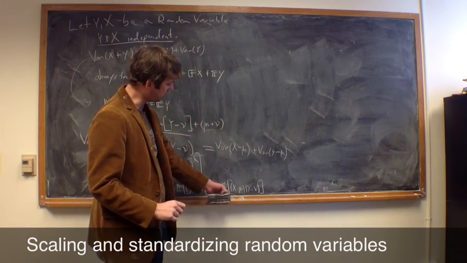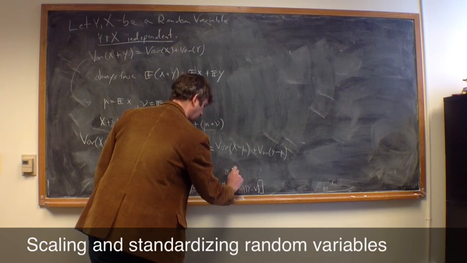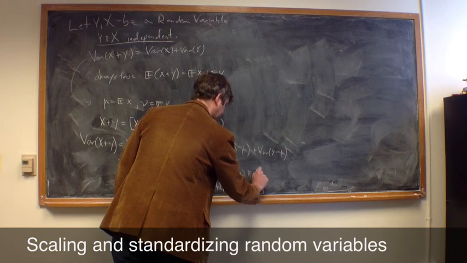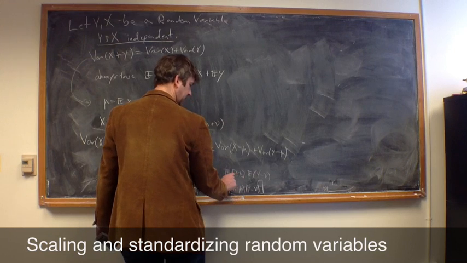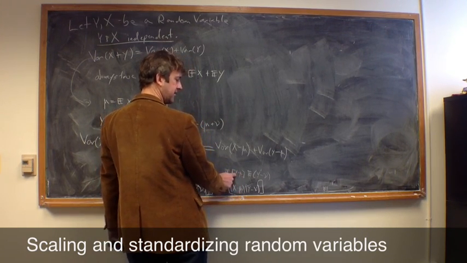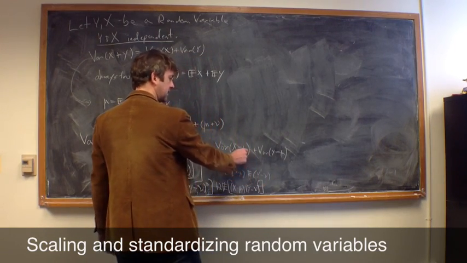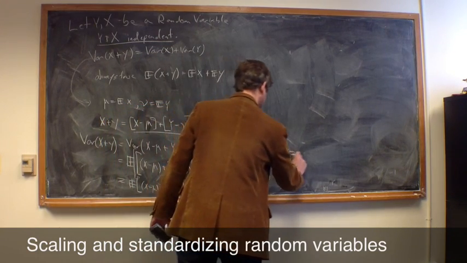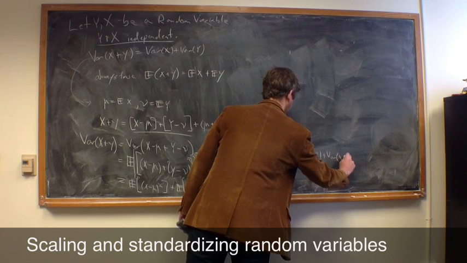And now this term, since these are independent, is just the expected value of x minus mu times the expected value of y minus nu. But both of these are equal to 0, because the expected value of x minus mu is the expected value of x minus mu, and the expected value of x is just mu. So those are 0. And so lastly, since adding or subtracting a constant doesn't matter, this is just the variance of x plus the variance of y.